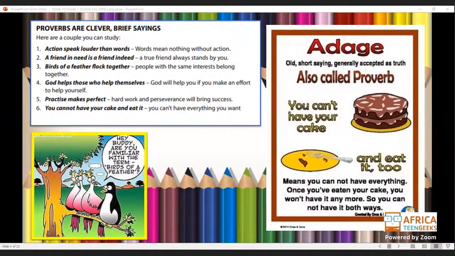You can't have your cake and eat it too. So you cannot have everything. Once you've eaten your cake, you can't have any more, so you cannot have it both ways. So we call that also an adage.